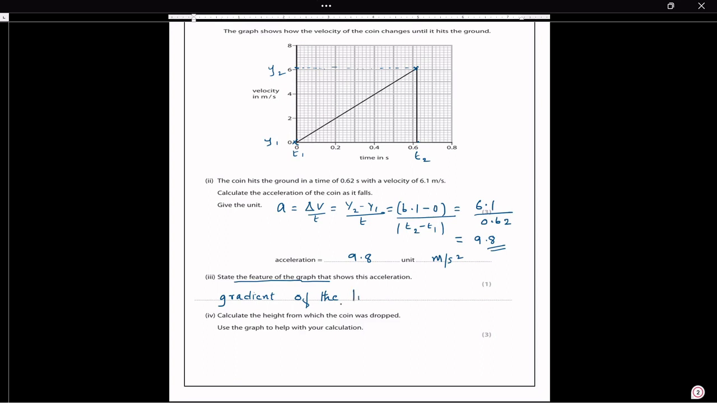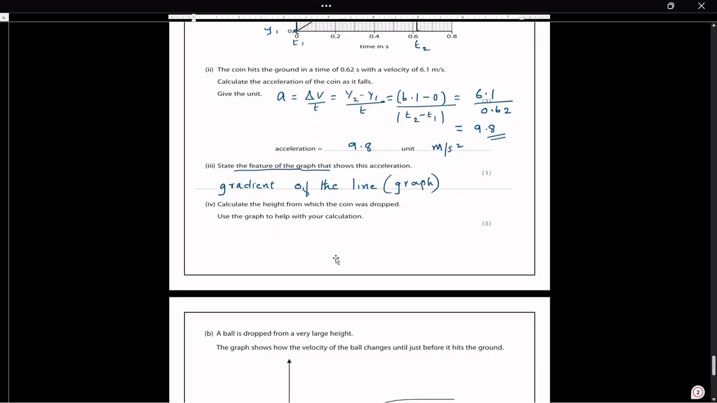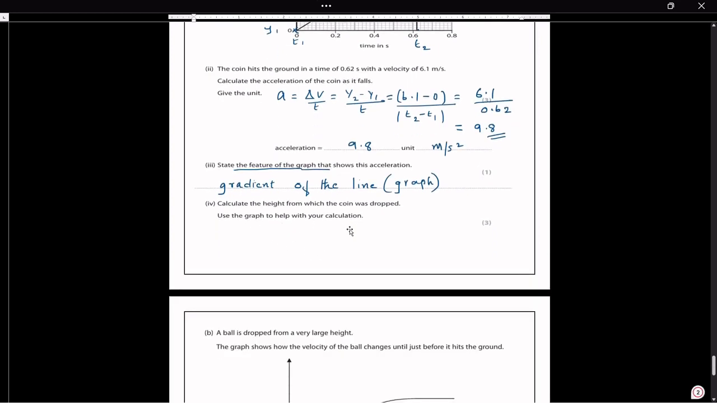The gradient of the graph, the gradient of the line, is giving you the acceleration. Calculate the height from which the coin was dropped. Use the graph to help with your calculation.